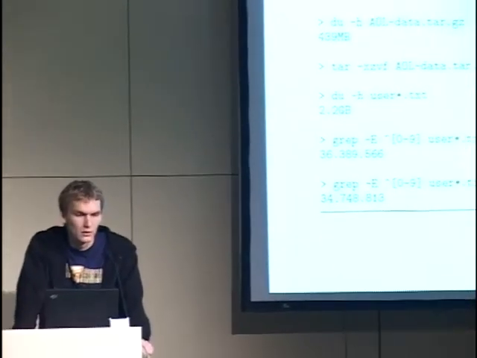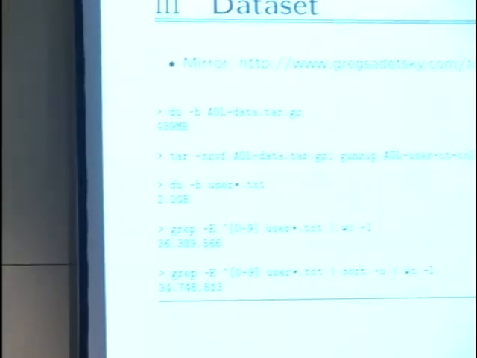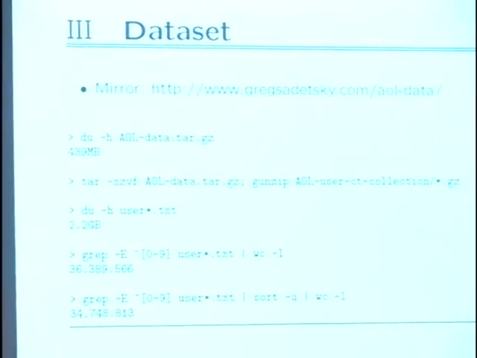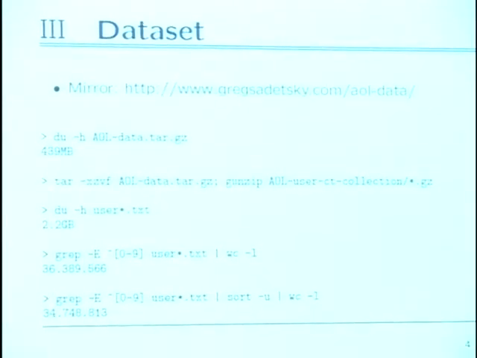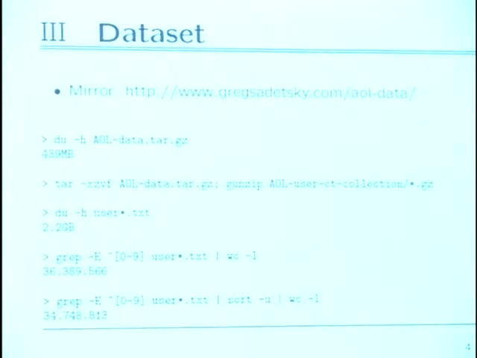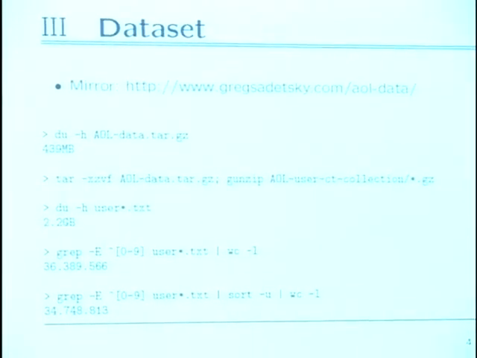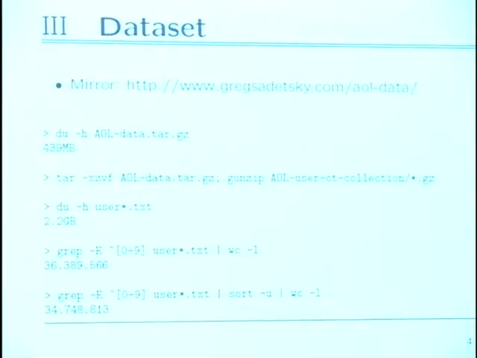So, this is the URL where you can download the data set. It links some mirrors of the data. The zip version is about 0.5 GB. You simply download it and unzip it. Then you have the full text version, which is around 2 GB. So not so big. It contains about 36 million records. These are single search queries. But only 34 million unique ones. So there are some duplicates.